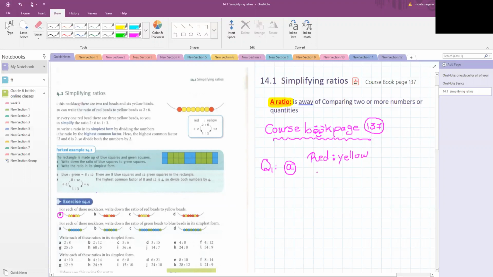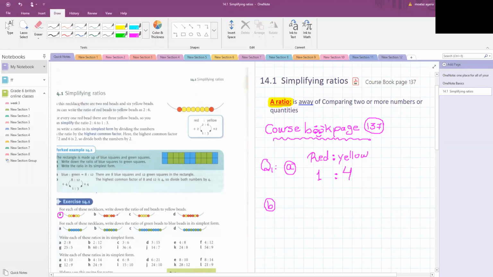So I will come here and write 1. Again, how many yellow beads do we have? 4. 1, 2, 3, 4. So I have 4 yellow beads. So the ratio is 1 to 4.